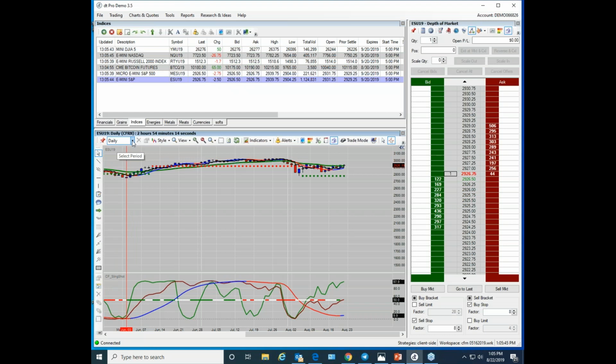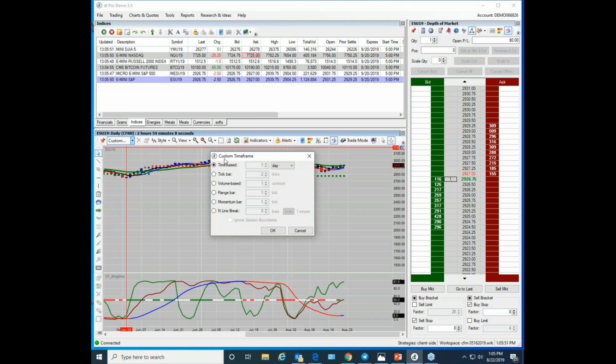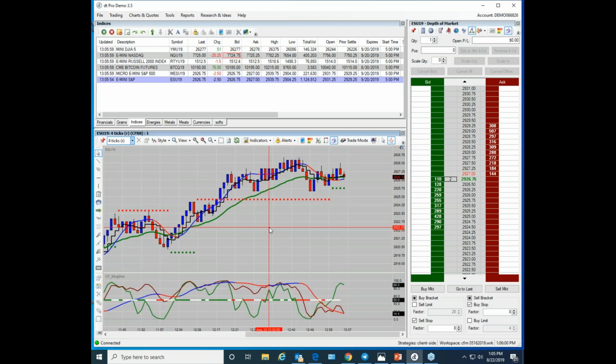There's a little drop-down box next to the time frame you're on right here. Left-click on it and go down to Custom. Another box will open up, and select Range Bar. Make that one look like a 4 and hit OK. You're staring at the ES, the S&P E-mini, on a 4-tick range chart. That's what the chart should look like.